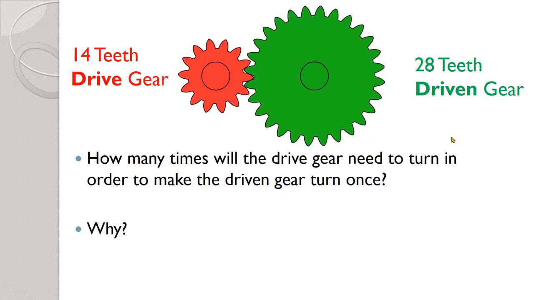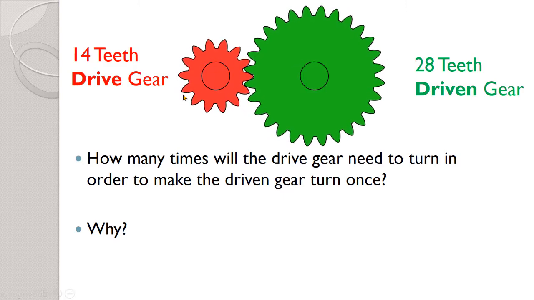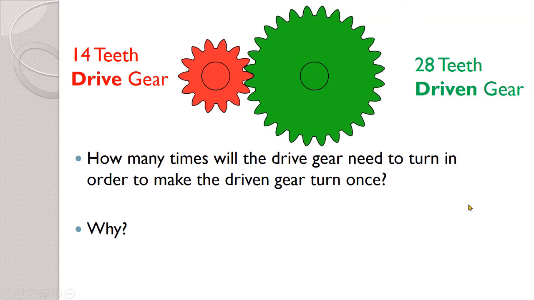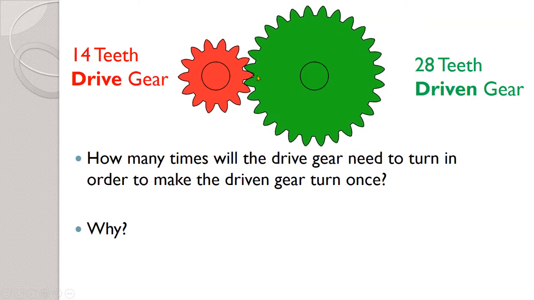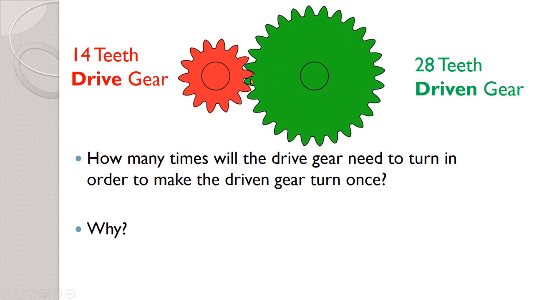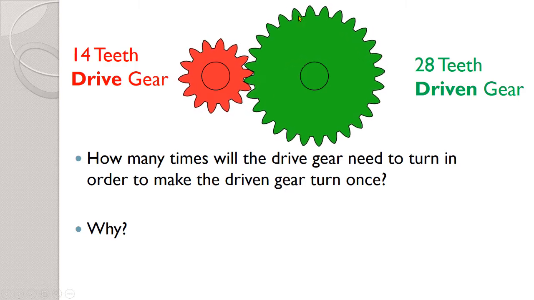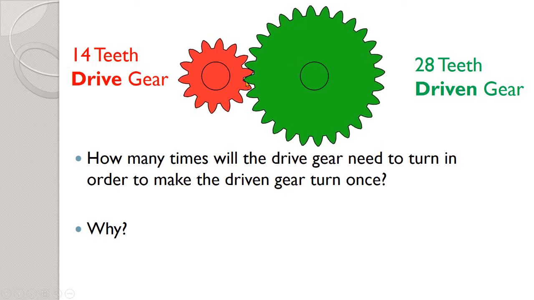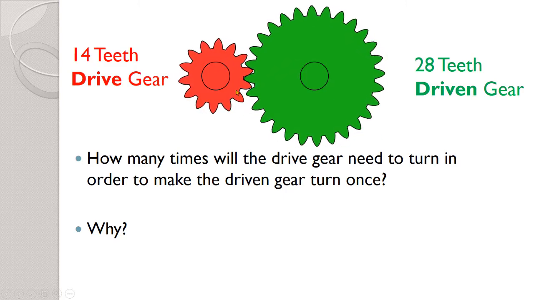Now, I'm willing to bet that you can look at this situation, and if you wanted to, you could stare at it long enough and count how many times the red one has to turn to make the green one turn once. But I'll bet you can look at those gear tooth counts and conclude that in order for the green gear to turn once, 28 teeth are going to have to get pushed through this intersection point. 28 teeth would get the green gear all the way around. And in order for the red gear to turn 28 teeth, it's going to have to turn around 2 times. 2 times 14 will give you 28.